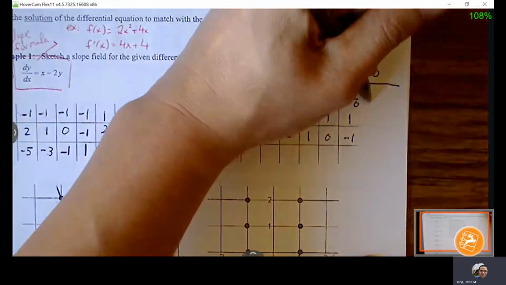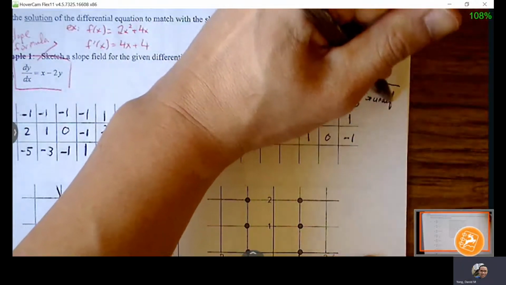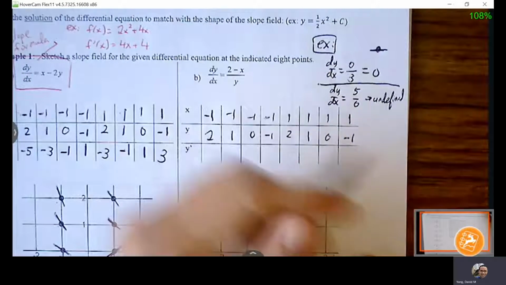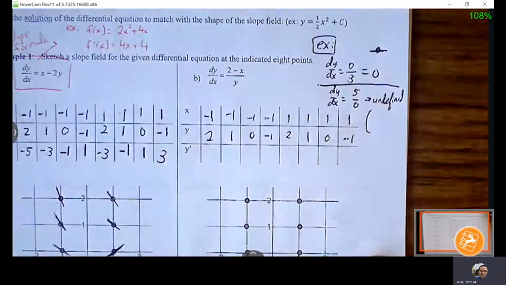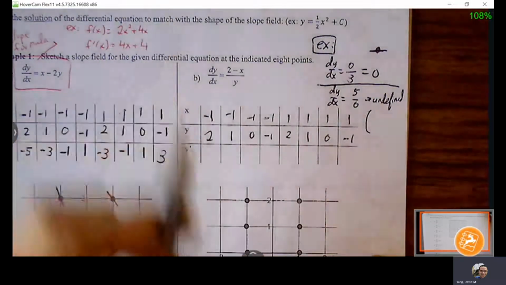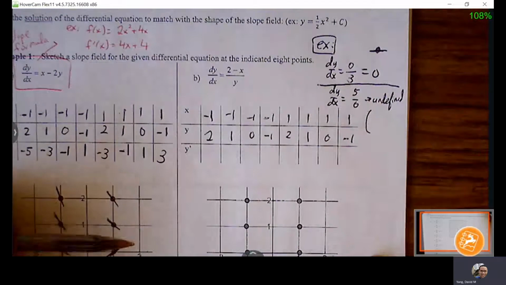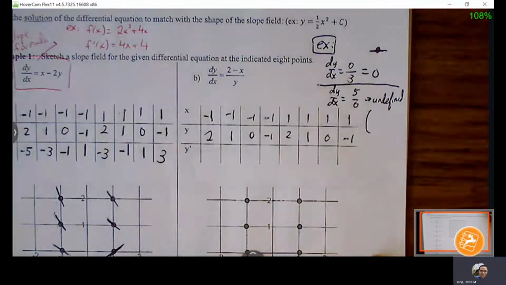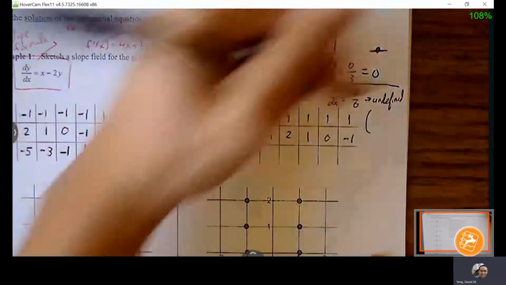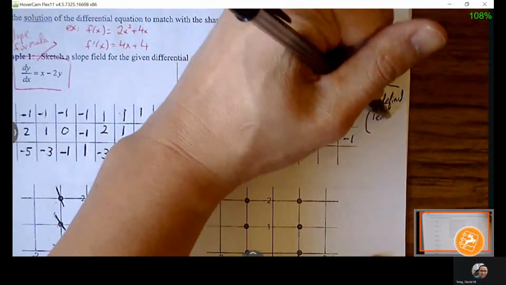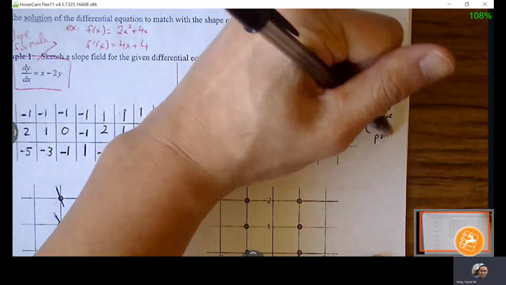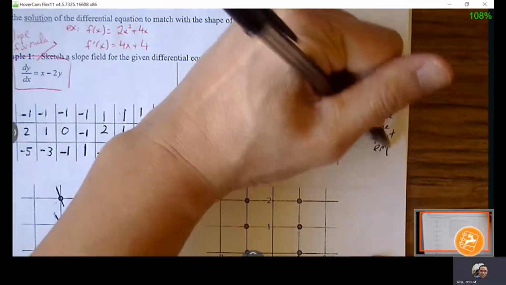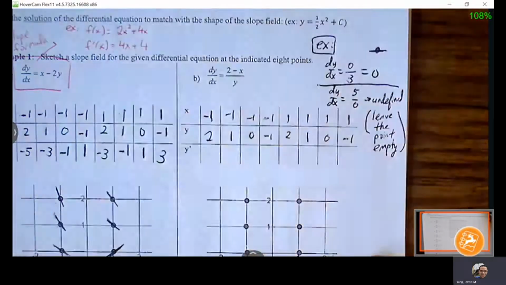That's undefined. Okay, well, so yes, you could interpret it as a vertical line. But for us, for slope fields, we're just going to leave that point untouched. It'll be empty. So if you see undefined slope, you're not going to touch that point, even though you may be thinking, oh, wait, that's a vertical line. But for us, in a slope field, that just means nothing will exist at that point. So leave the ordered pair empty. It won't exist, so we're not even going to put anything there.